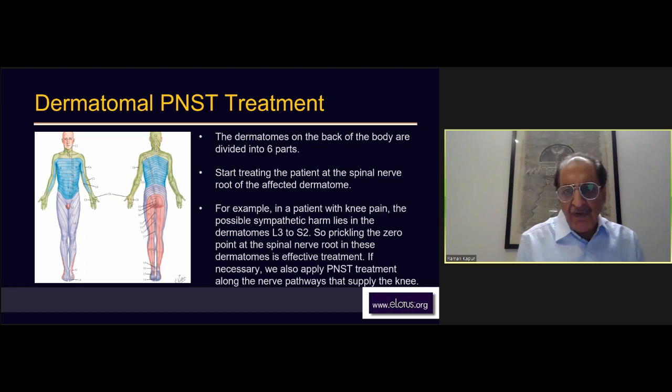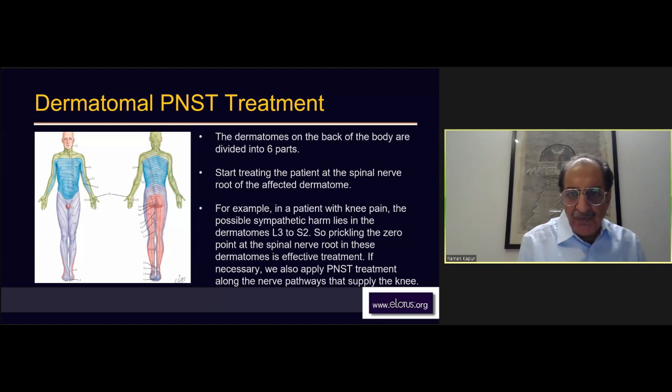Say, for example, a very simple example: you get a patient with knee pain. We all know the possible sympathetic harm lies in the dermatomes L3 to S2. You can clearly see on the figure on your left hand side that the dermatomes which supply our knee are L3 to S2. So what will you do? You will prick the zero point at the spinal nerve root in these dermatomes.